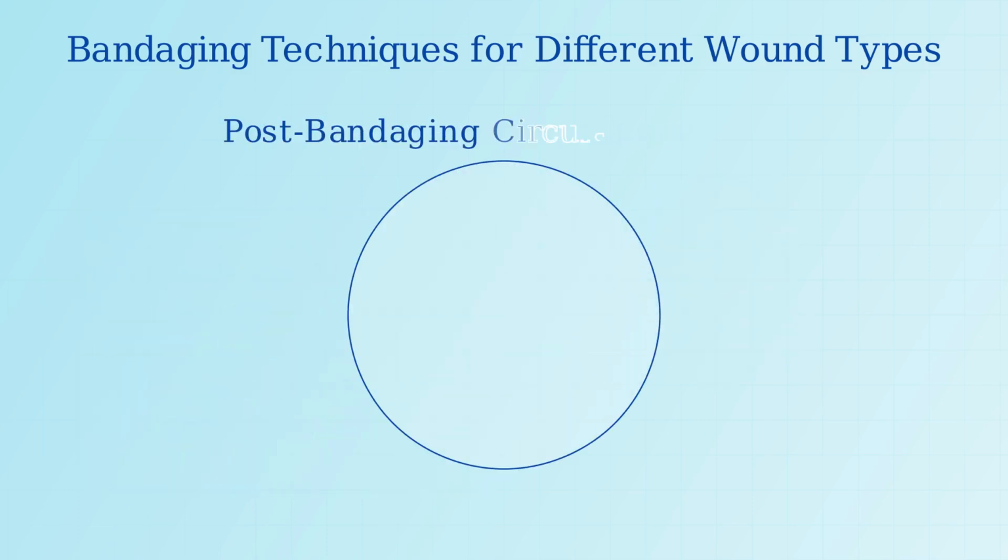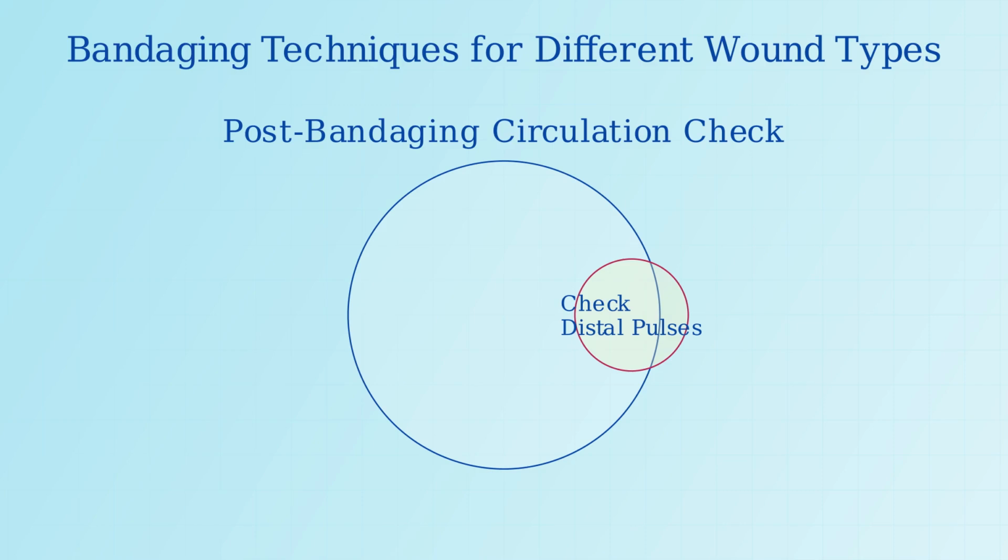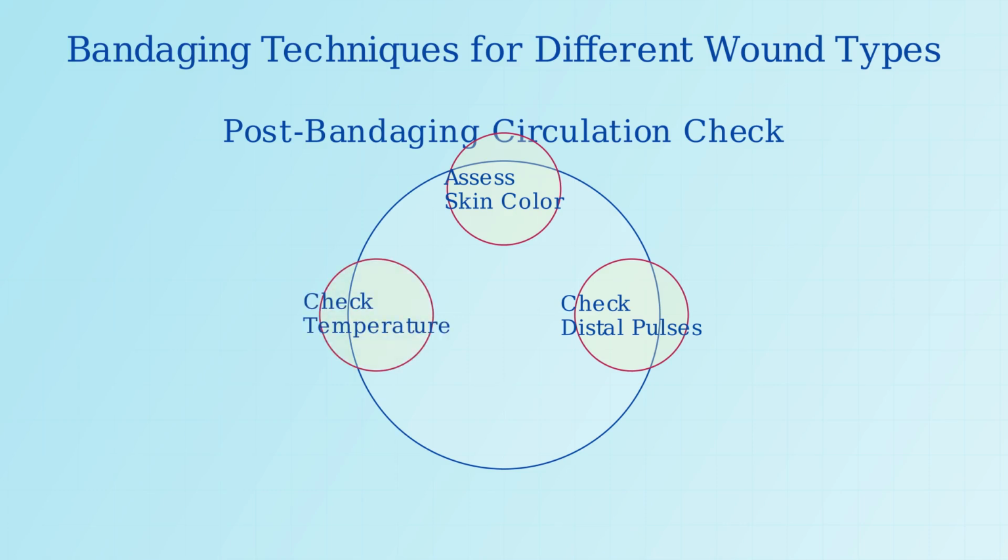After applying any bandage, always check circulation to ensure the bandage isn't too tight. Check distal pulses to ensure adequate blood flow past the bandaged area. Assess skin color. Look for paleness or bluish discoloration, which may indicate restricted blood flow. Check the temperature of the skin distal to the bandage. Cool skin may indicate compromised circulation.